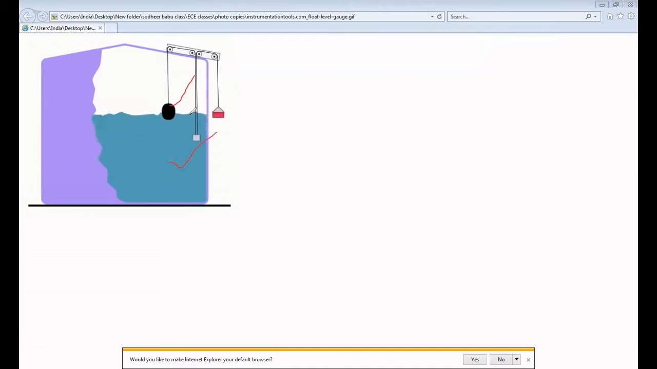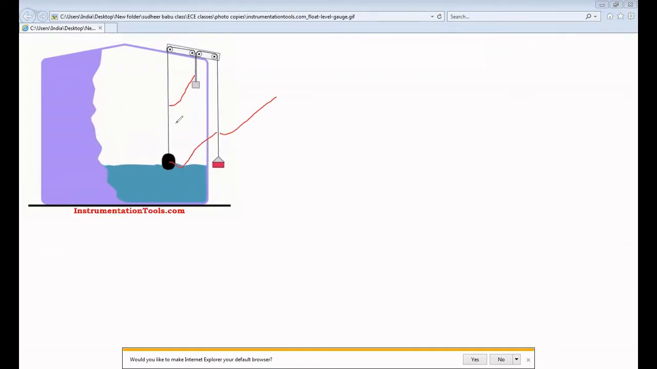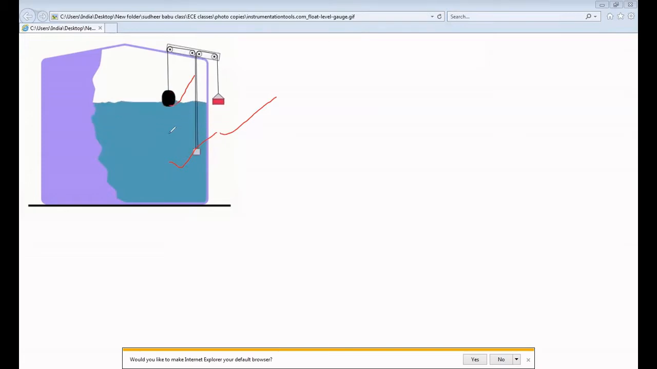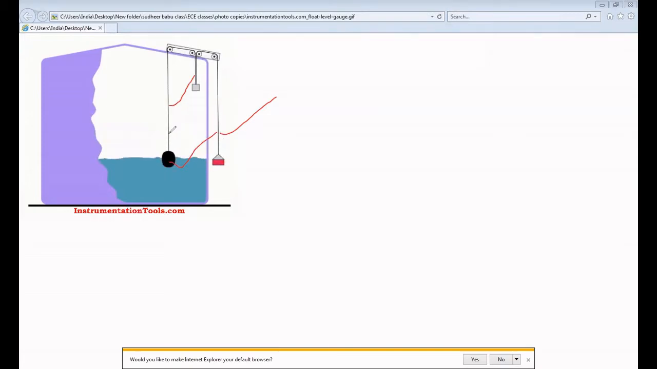The same working principle is applicable here. We are taking a counterbalance weight. This one is the counterbalance weight, indicated in red color, and the black color indicates the flat. That flat always moves either up or downwards.